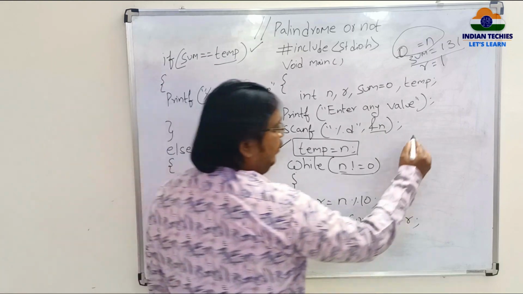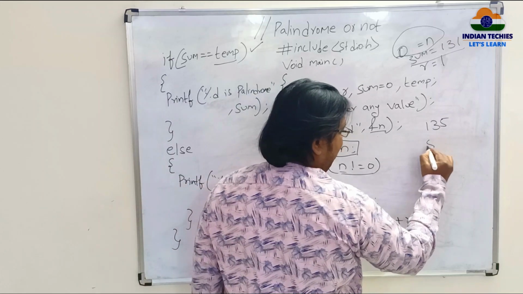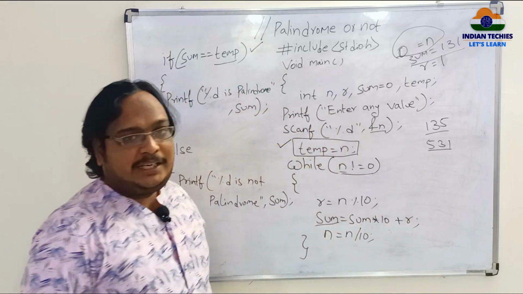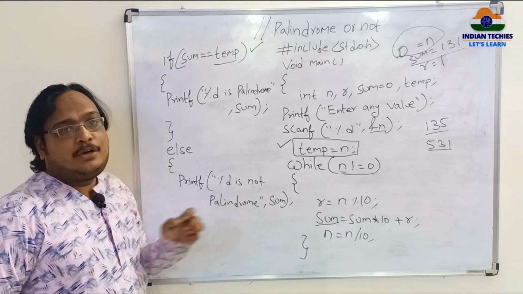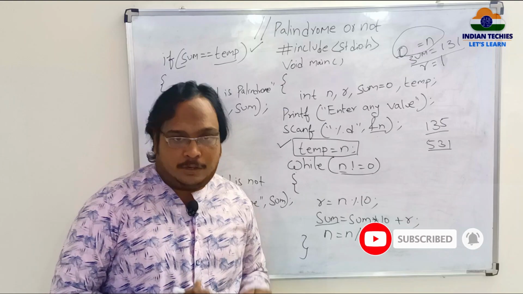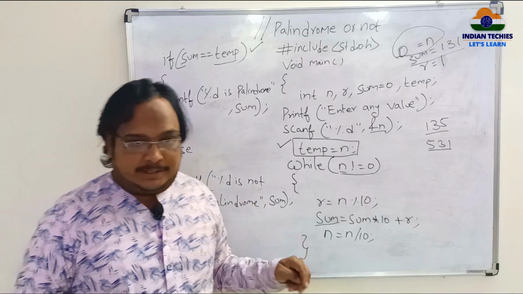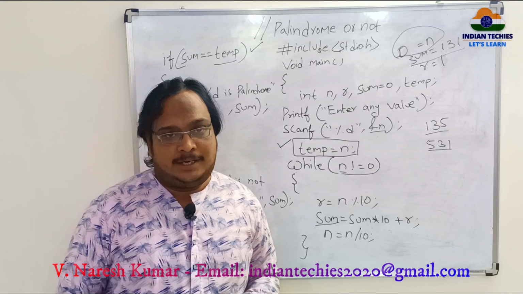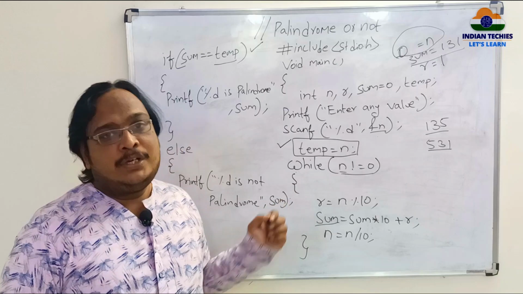palindrome. Suppose I give a number called 135. Whenever it reverses, it becomes 531. So 135 is not equal to 531. So it will be considered as condition false and "%d is not palindrome". This is how a palindrome or not program can be written. This works only for numbers. Right? Hope you understood how to find whether a given number is a palindrome or not, programmed through C.